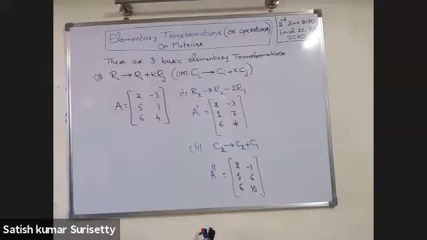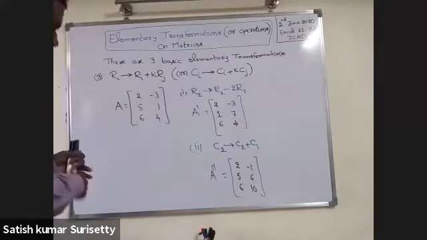So what are the operations discussed so far? Only three operations are possible. First one is what? Interchange of any two rows or any two columns. Second one is multiplying all the elements of either a row or a column with a constant. And third one is adding constant times a row to another row, or adding constant times a column to another column.